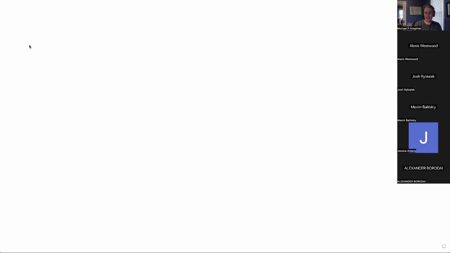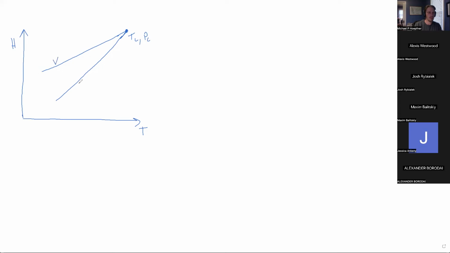So on Friday, I think we talked about if we were to plot the enthalpy versus temperature for a vapor and for a liquid, right? And this is an oversimplification. These lines are not necessarily straight, right? At the critical point, we will have the vapor and liquid be the same. So this is V, this is L, right?